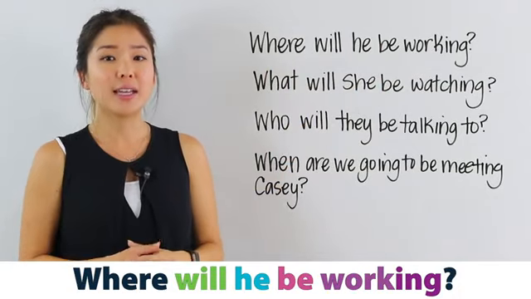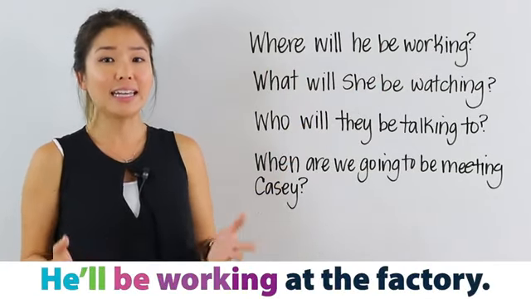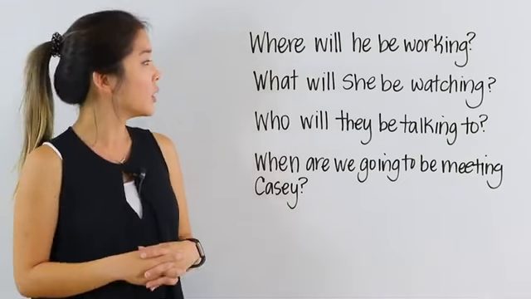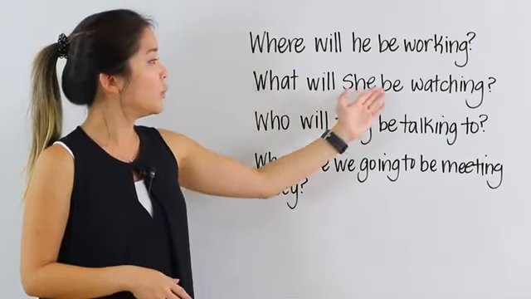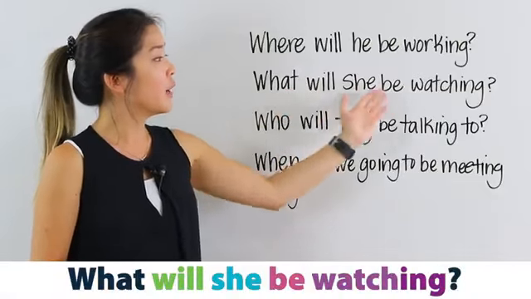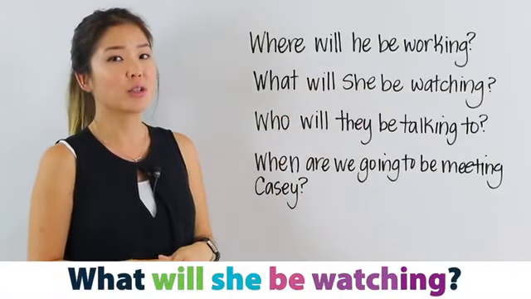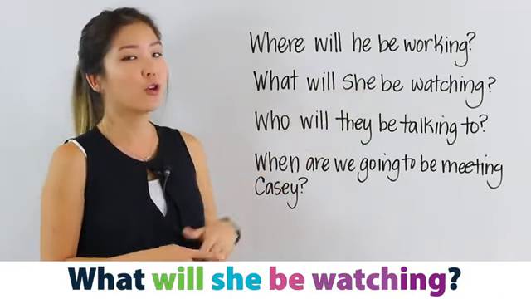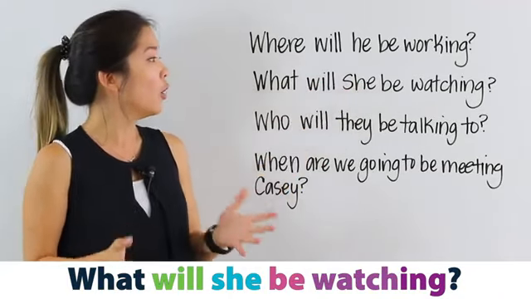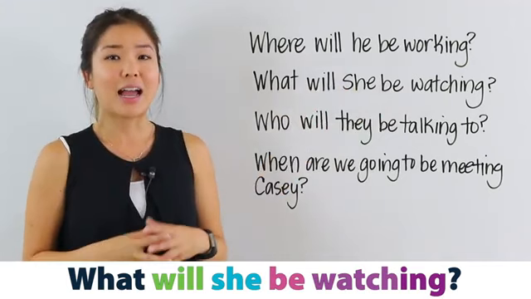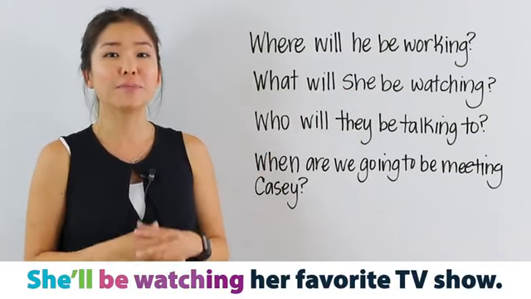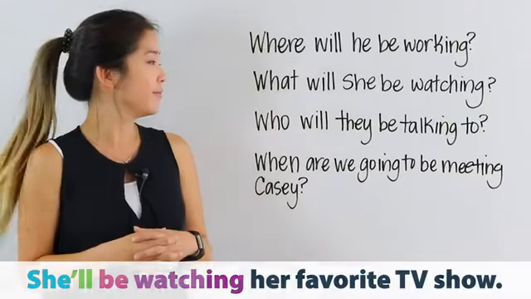I can answer by saying he will or he'll be working at the factory. The next question says, what will she be watching? This is very similar to the first question. The only difference is that the subject is now she and the verb is different. What will she be watching? I can say she'll be watching or she will be watching her favorite TV show.